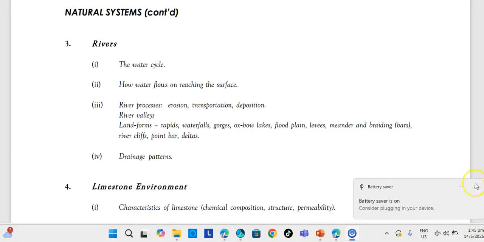Now we're going to look at how water flows on Earth's surface, on reaching the surface. So what happens after rain falls? Think about it. Rain is falling. What happens after the rain? Well, if you're thinking that some water soaks into the soil, this is infiltration. Some water runs off the surface into streams and rivers. This is runoff. And some water flows downhill because of gravity and eventually reaches the sea.